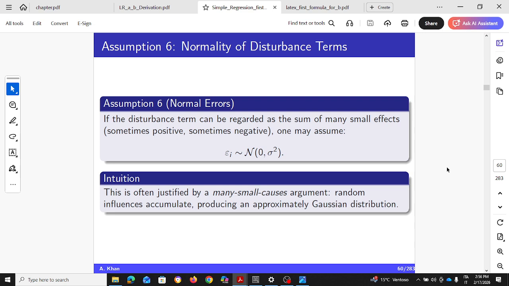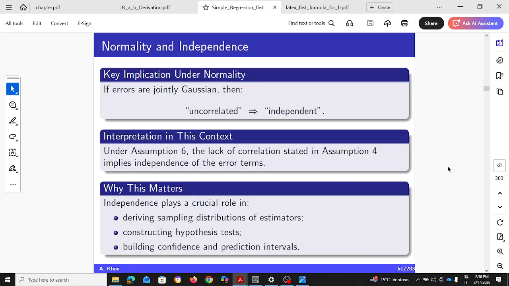Assumption number 6: if the disturbance term can be regarded as the sum of many small effects, some positive, some negative, at the end it turns out that they follow a normal distribution. The error for one variable, the next, and the next, kind of follows a normal distribution if you sum all of these error terms. So many small errors combined make a Gaussian distribution. The implication is that if the errors are jointly Gaussian and uncorrelated, then the errors are independent. So what we were saying before is correct.